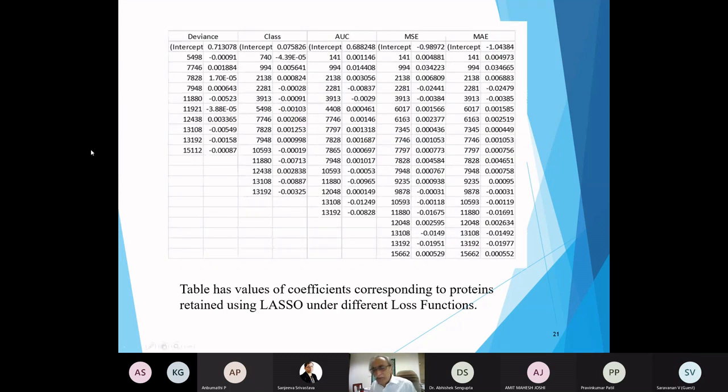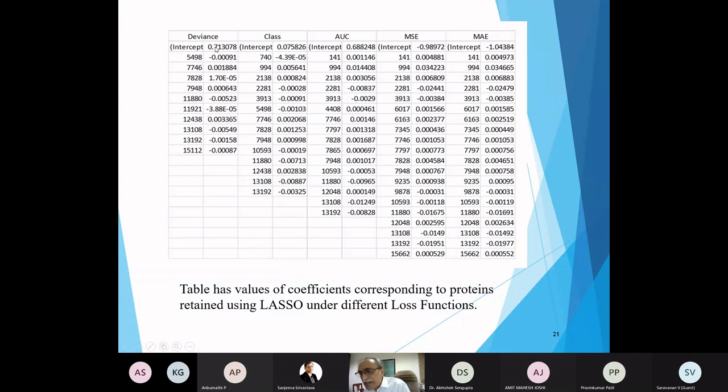So if you use the binomial deviance as the loss function, and if using the two steps, SIS and LASSO with L1 penalty, it throws up this model. So how many? It says, okay, 9 to 12 independent variables, or 9 to 12 proteins. So this is the intercept term in the model.